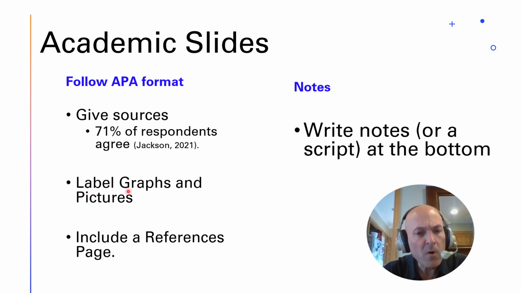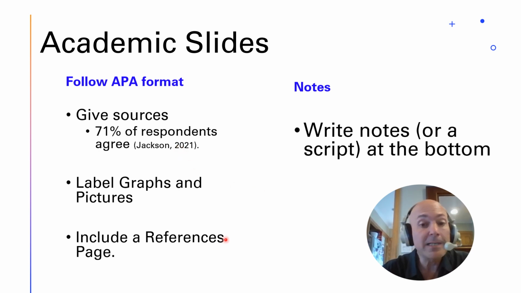Also, like I showed you in the previous slide, you want to label pictures and graphs. You saw the graph had a graph title in it. That's good enough for the label for the graph, but you always want to give your pictures and your graphs labels or titles. Finally, your last slide or your next to last slide should be a reference page. You should always give a reference page, with all of the references that you referred to in your presentation.